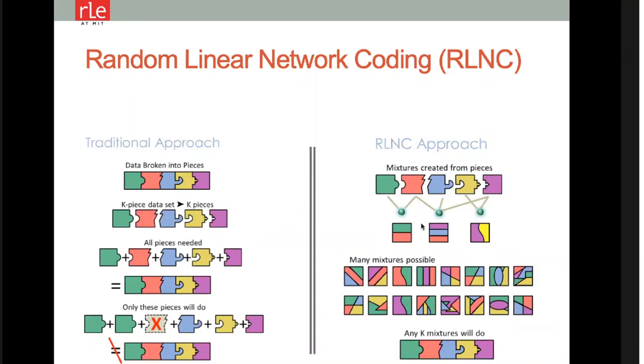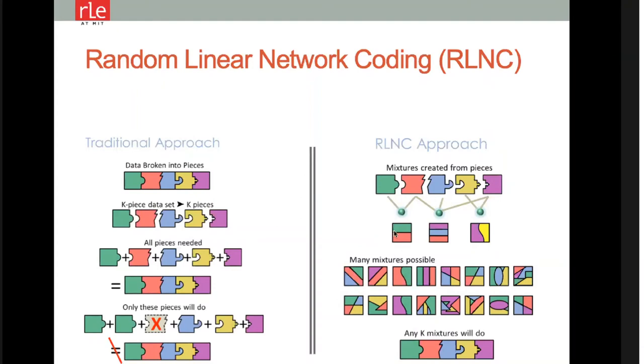What happens in RLNC is you're creating mixtures from these pieces. Now I'm showing the mixtures here in a cartoon version. It looks like a quilt. Really, these are not sharding mixtures. It's not like I'm taking a little bit of green, a little bit of red. These are actual algebraic mixtures. I'm taking sums with random coefficients. But this is just a convenient way of visualizing it.